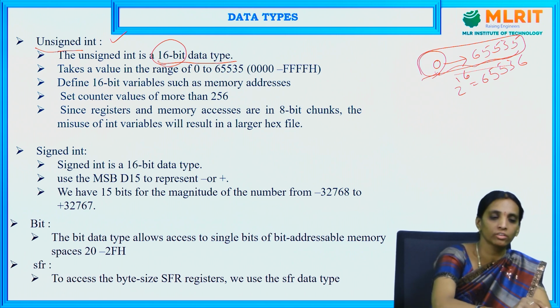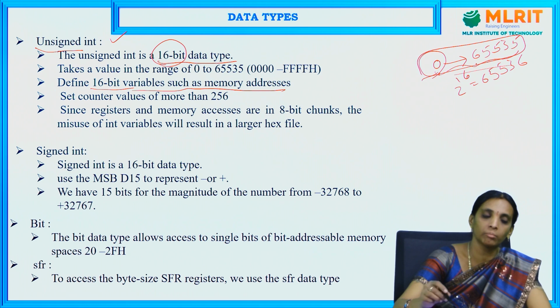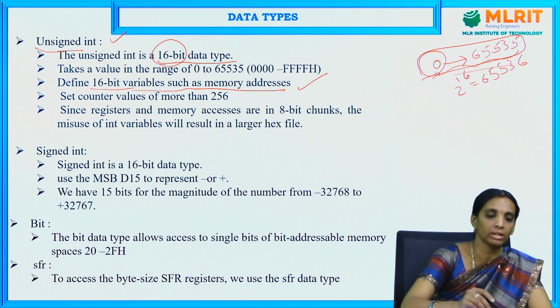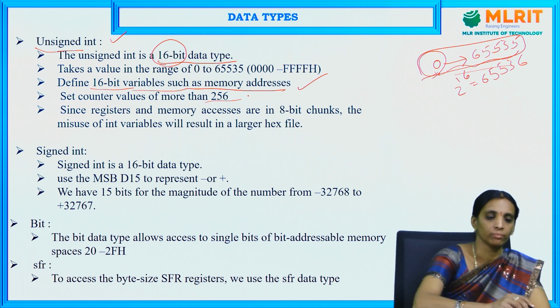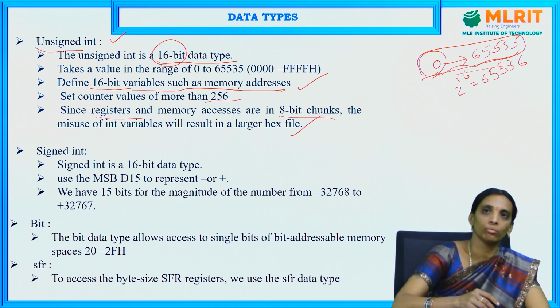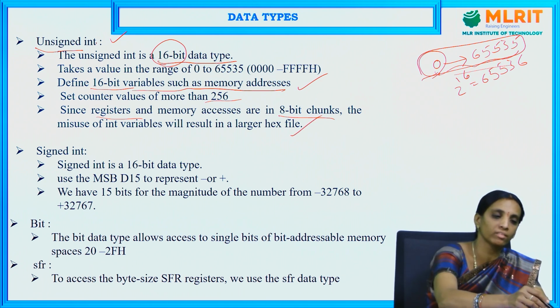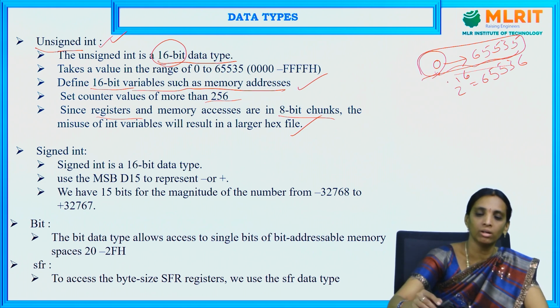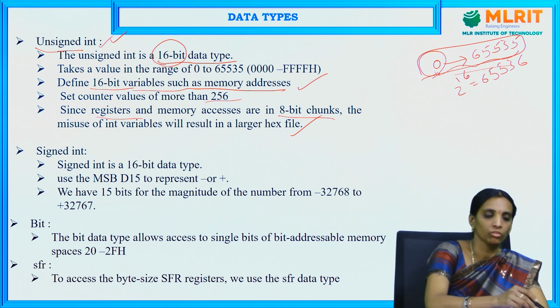Here the 16-bit data can be used for representing 16-bit variables such as memory addresses, or when the counter value should be more than 256. Since registers and memory accesses are 8-bit, the misuse of int variables will result in a larger hex file. So we have to take care whether we are using unsigned int for representing 16-bit data. Next, signed int.